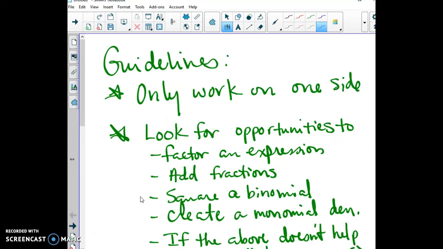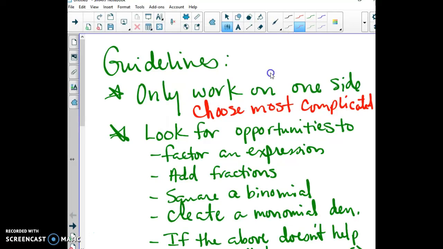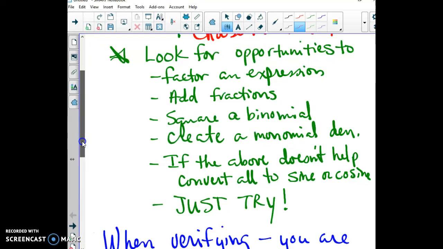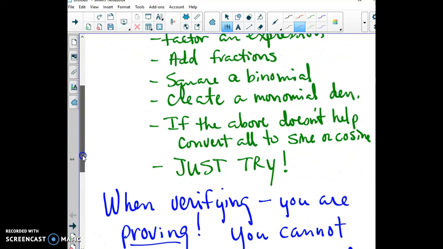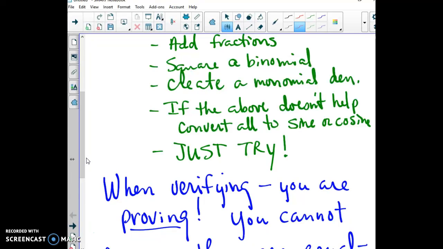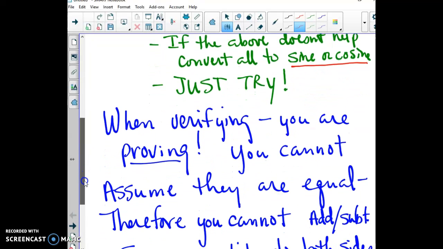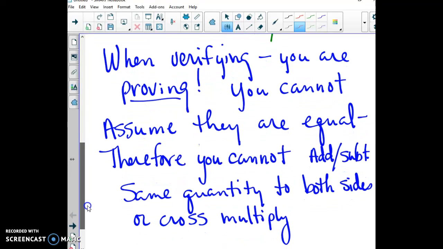So guidelines: we're only going to work on one side. Typically, we choose the most complicated and work from there. Second, we're going to look for opportunities to factor, add fractions, square a binomial, create a monomial denominator. If the above don't help, convert all to sine or cosine and start from there. That usually makes things simpler. And if you're feeling like you're stuck, just try something. Go back to 5.1, look at those identities and see if you can convert.